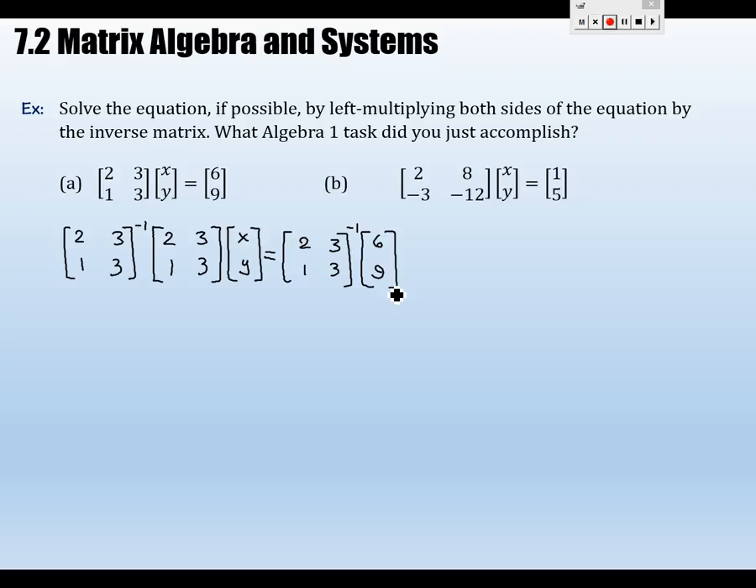So now I need to compute the inverse of that thing. What is it? Let's see, it'll be 3, 2, negative 3, negative 1, times 1 over the determinant, 6 minus 3. Did you get this for the determinant? Excuse me, the inverse? So maybe I'll move that 3 in there. Did you get that for the inverse?